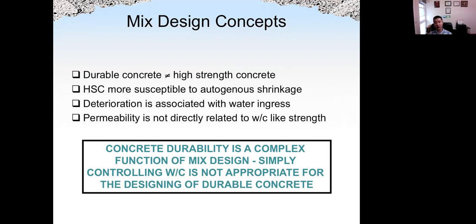So remember, deterioration is associated with water ingress. Okay, so water can do the damage itself due to freeze-thaw damage, for example, and the water will also bring the harmful materials such as chloride for corrosion, sulfate ions for sulfate attack, and so on. And permeability is not directly related to water cement ratio like the strength. Okay. So simply controlling the water cement ratio is not enough.